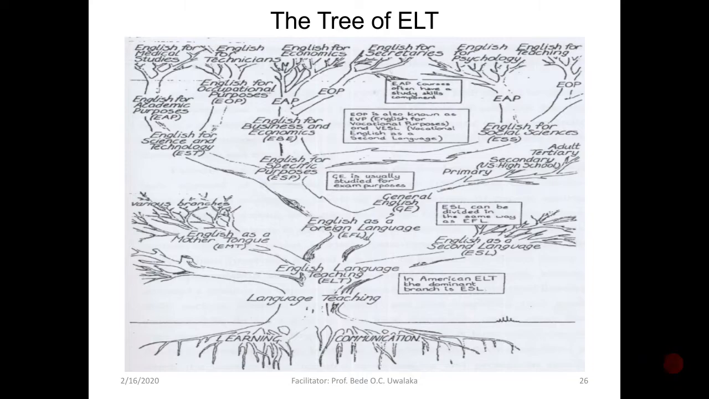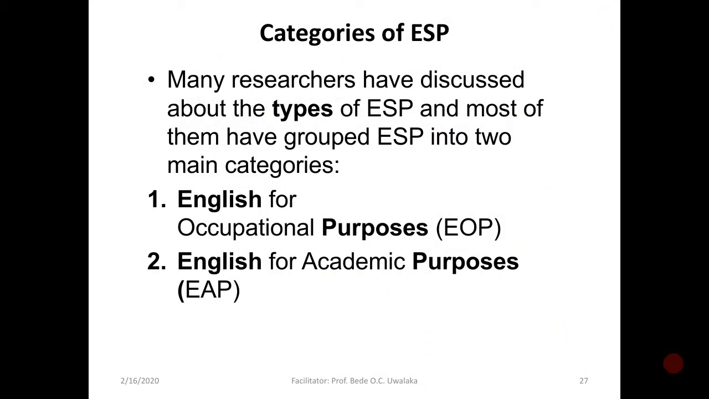We have the tree of ELT and we have already described it. Categories of ESP. Many researchers have discussed the types of ESP, and most of them have grouped ESP into two main categories. First, English for occupational purposes, EOP, and second, English for academic purposes, EAP.